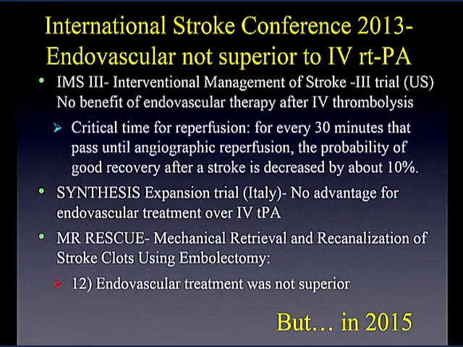So when you look at the endovascular treatment, we just talked about those stent retrievers. What happened in 2013 at the stroke meetings was a lot of depression, because all these trials, the IMS-3, came out that said there was no benefit for endovascular therapy. It did say that still time was critical, because every 30 minutes that was delayed in recovery of angiographic reperfusion, the probability of good recovery went down.